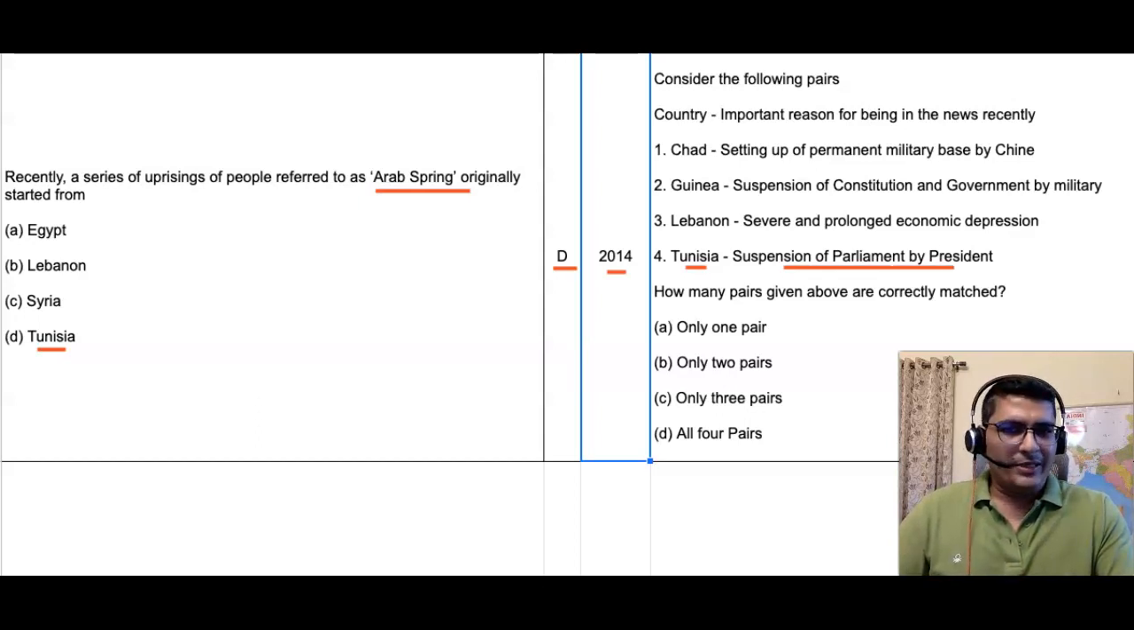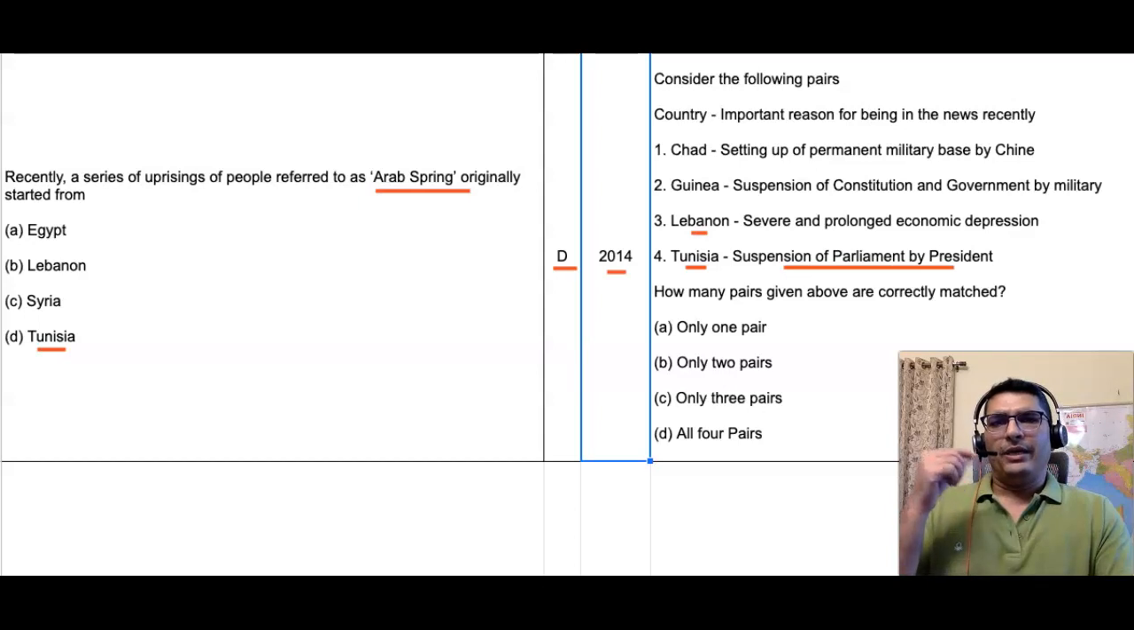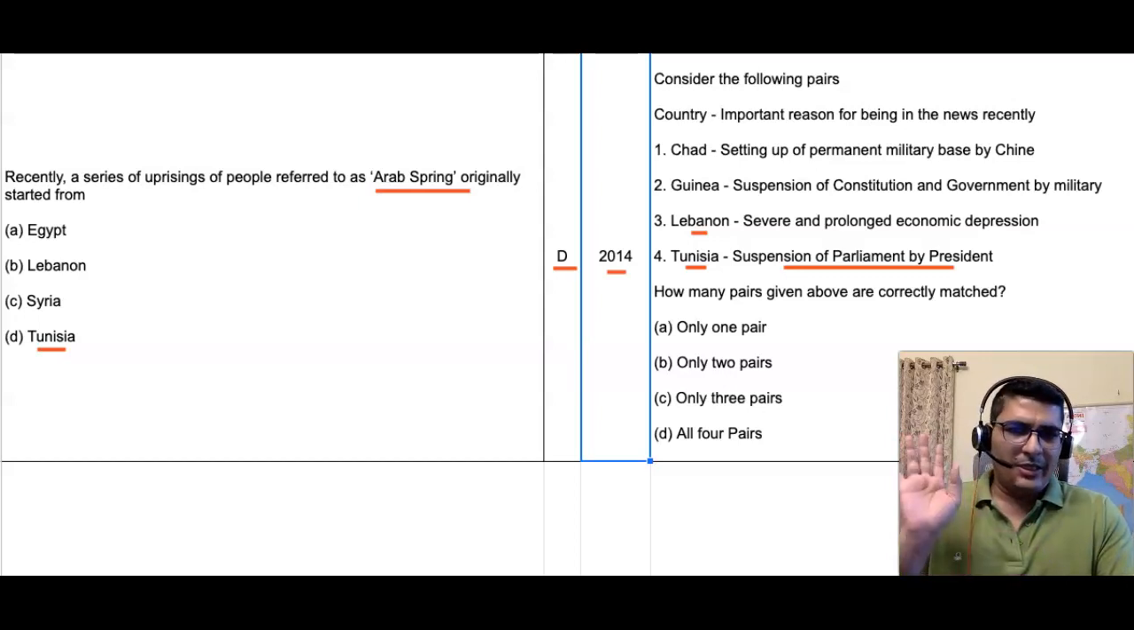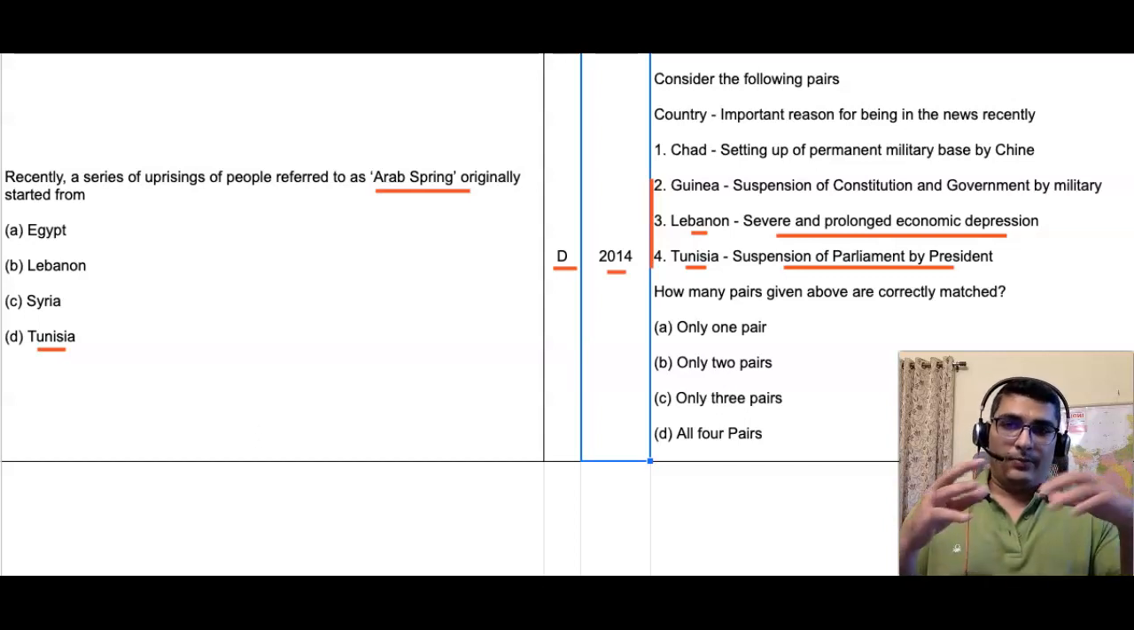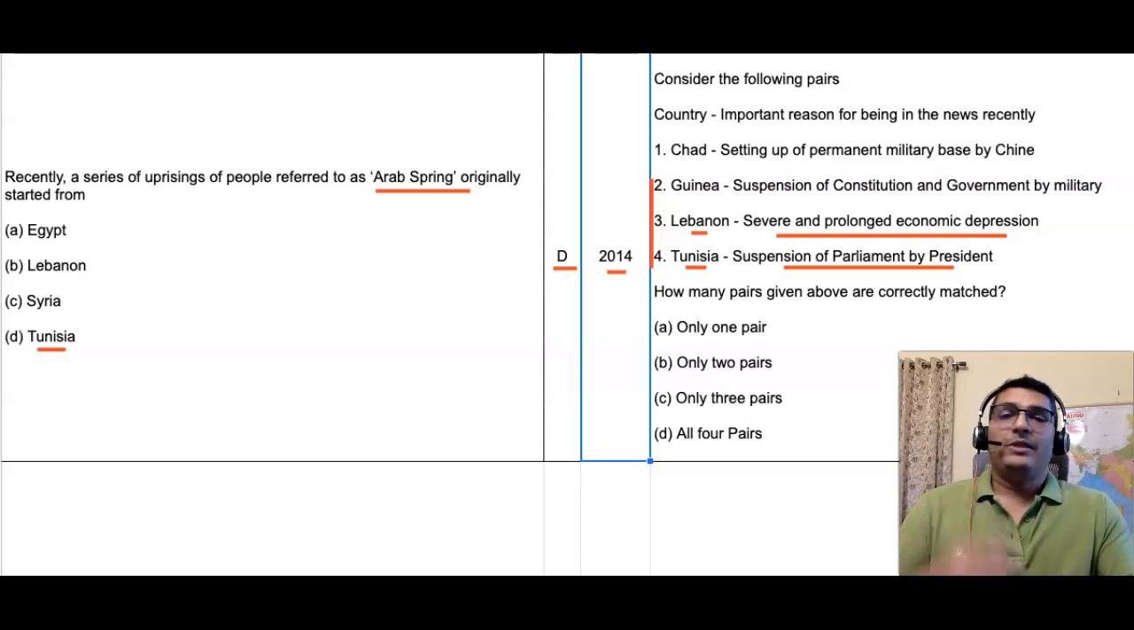And Lebanon also, as I told you, is not as politically problematic as the African countries, but then the kind of problems mentioned in this statement, severe and prolonged economic depression, can always happen, right? So 2, 3, and 4, highly likely. I told you, if you have the risk appetite, you can go for it. So 2, 3, and 4, possible chances are these are correct, and therefore the best answer that we can mark in this question would be Charlie, only 3 pairs, right?